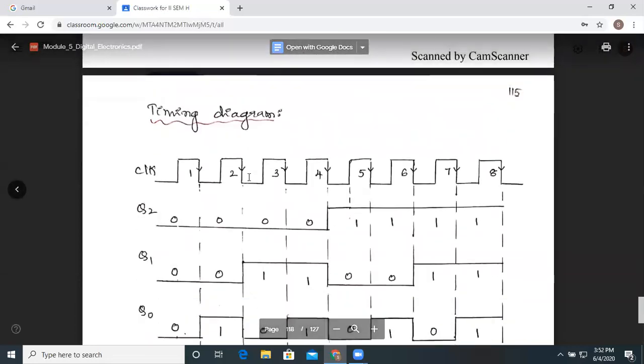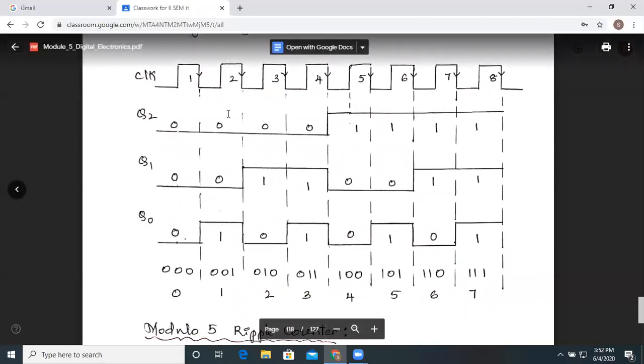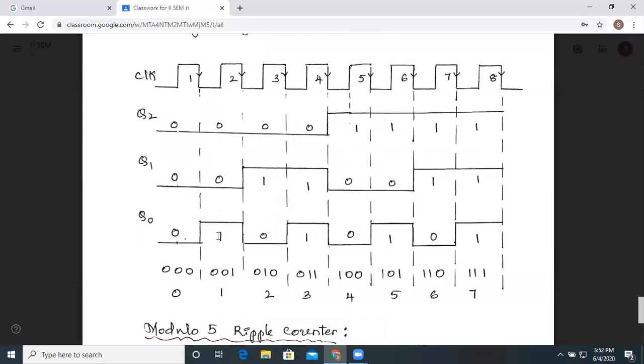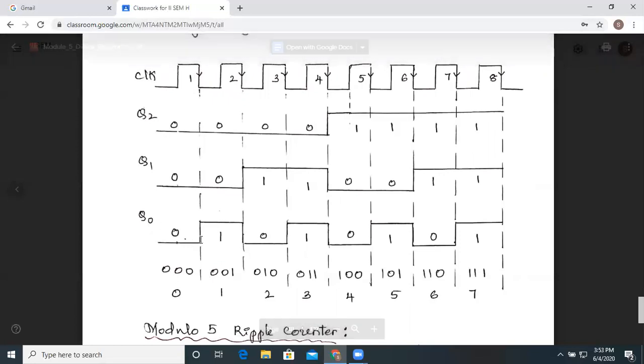Now this is the timing diagram over here. In this timing diagram it is more clear. At the negative edge of the first clock pulse, Q0, that is the first flip-flop, is going to toggle. So it will toggle from 0, and it goes to this particular state.